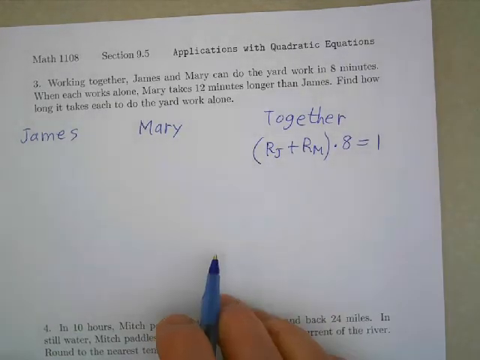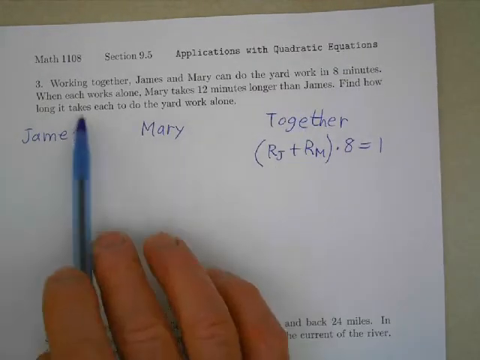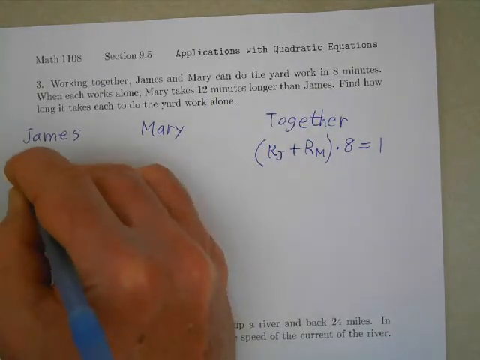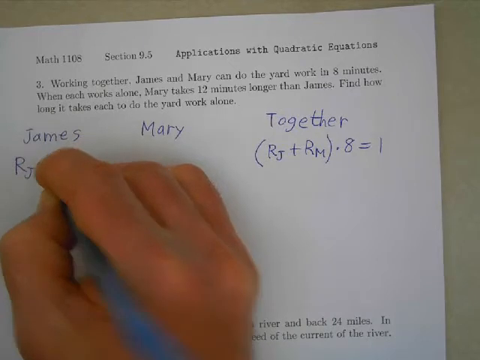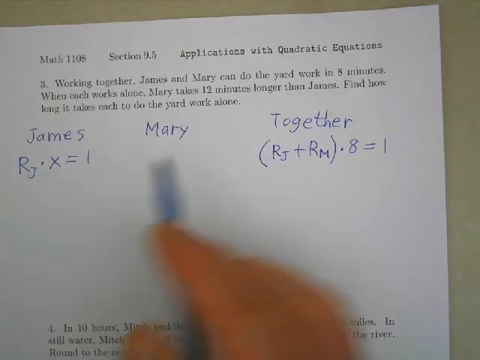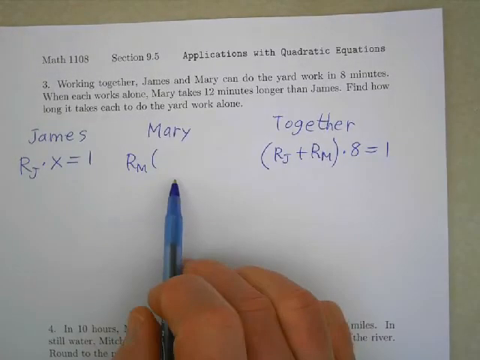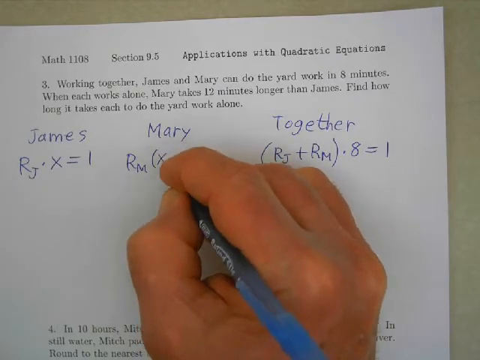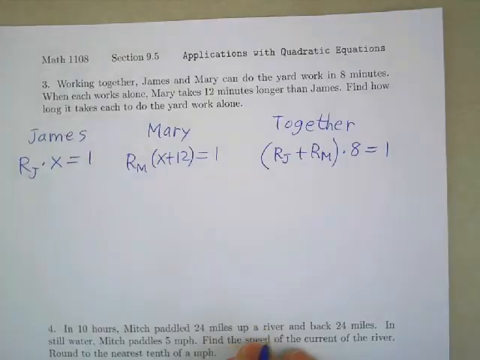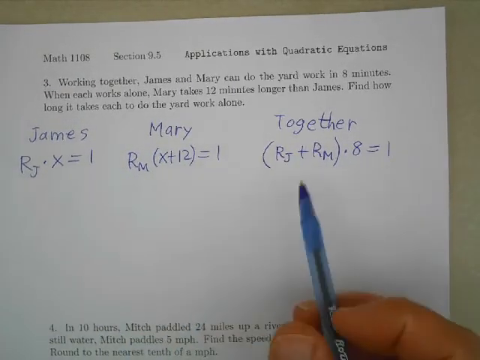They can rake, or they can do the yard work, which is one job. We're told that Mary takes 12 minutes longer than James, so let's pick x to represent the amount of time it takes James by himself. So we have rate times time equals 1 for James. And then Mary takes 12 minutes longer than James, so Mary's time is represented by x plus 12. So her equation is her rate times x plus 12 minutes equals 1.